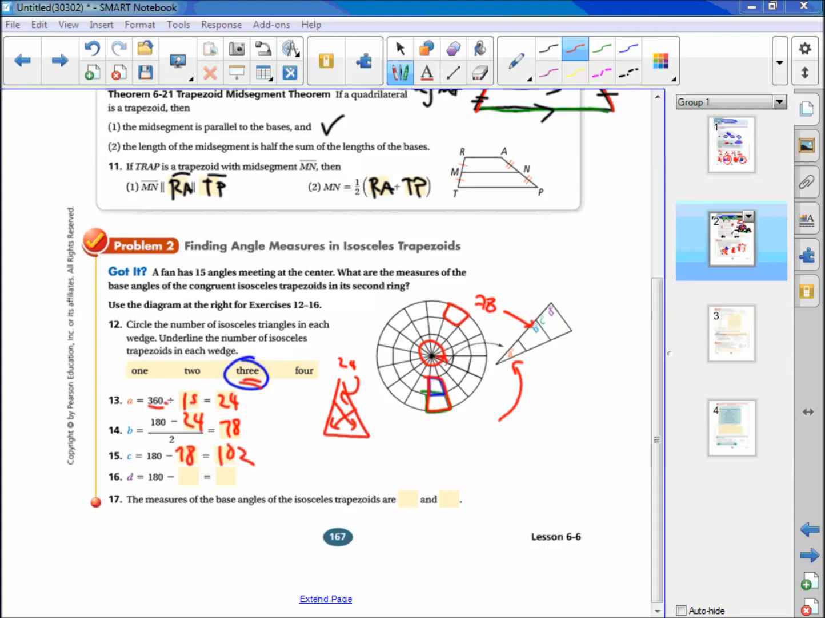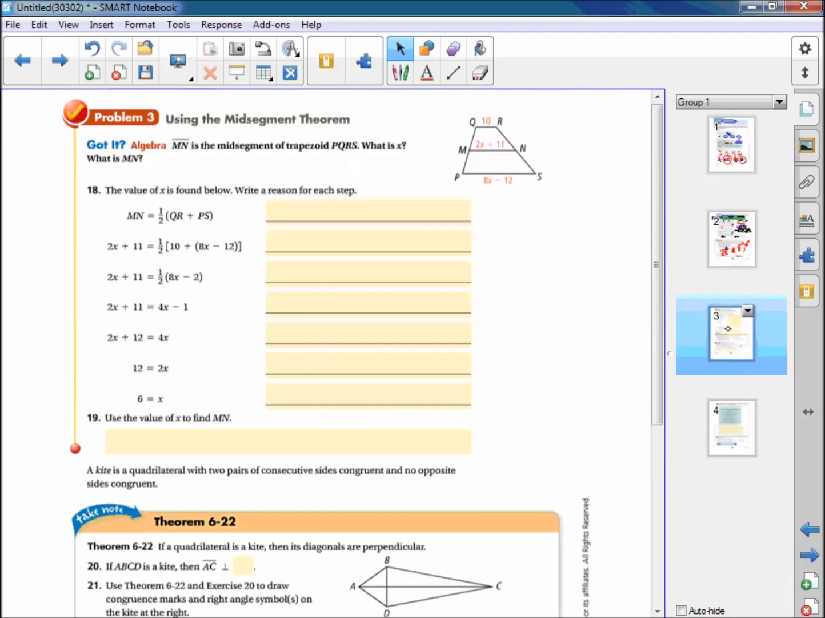in an isosceles trapezoid, C and D are going to be supplementary, and that's because we have parallel lines, and those are same side interior. Same side interior are going to be supplementary. So 180 minus the 102 will give me 78 for D. So the base angles on my bottom wedge are going to be 102 for C and 78 for D. So 78 and 102. All right, let's flip it over and look at our third page.